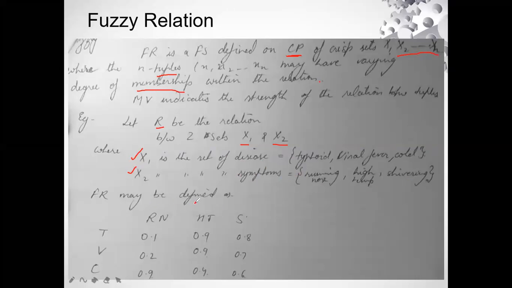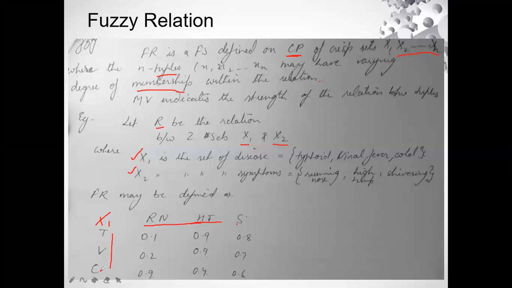Now, when we define the relation on these two fuzzy sets, how do we define it? We define it with the help of the membership function, and the membership function defines the degree of relation between these two sets. Let's see how we have created the matrix. We have created the matrix with x1 as the rows and x2 as the columns. X1 is the set of diseases, where typhoid is denoted by capital T, viral fever by V, and cold by C.